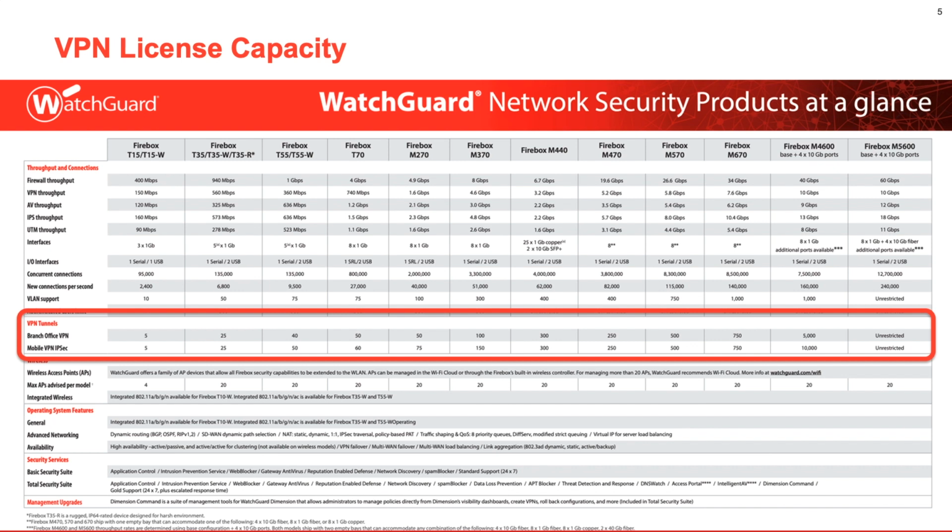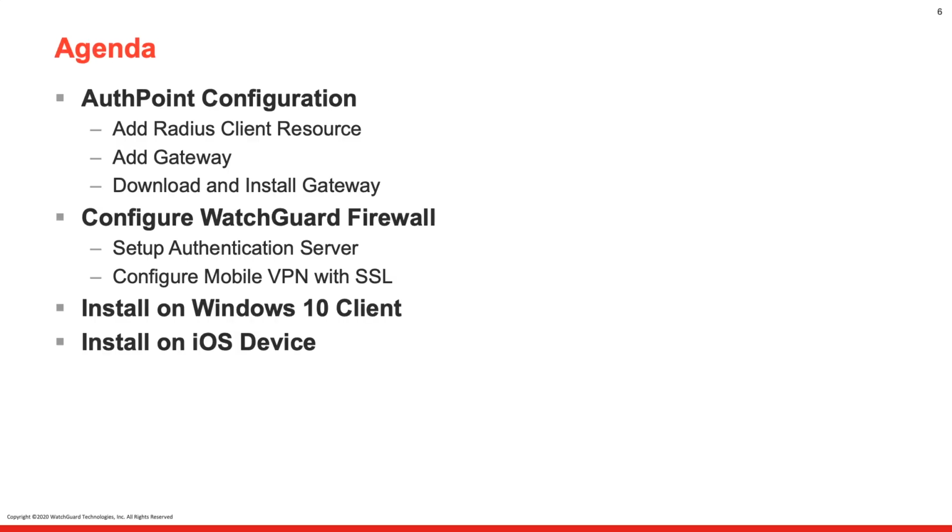As another example, if you had an M570, you would have 500 branch office VPN licenses, as well as 500 mobile VPN IPsec/SSL licenses. And again, if you need more licenses, unfortunately, there's no way that you can increase that.